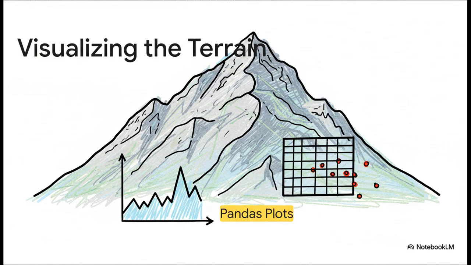Okay, a climber needs a map, right? Well, in AI, your map is data visualization. You have to actually see your data to get what's going on. Tools like Matplotlib or even the plotting functions built right into Pandas let you create charts and graphs in a snap, giving you a clear, kind of topographical view of the terrain you're about to cross.